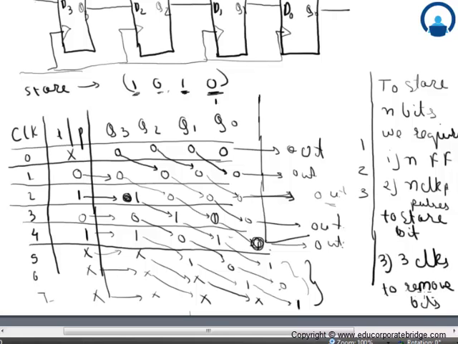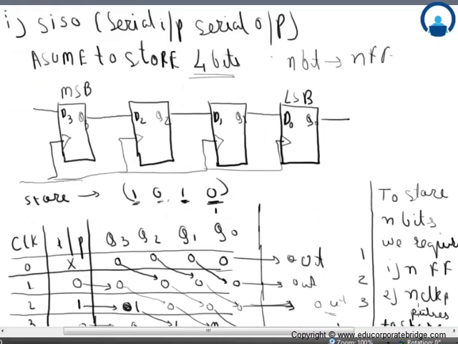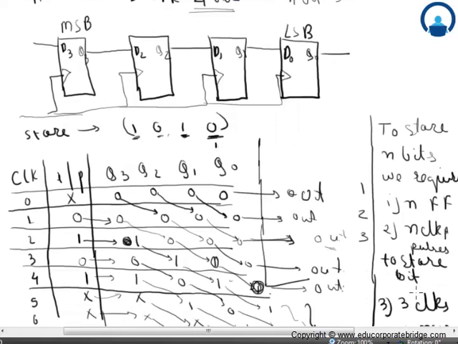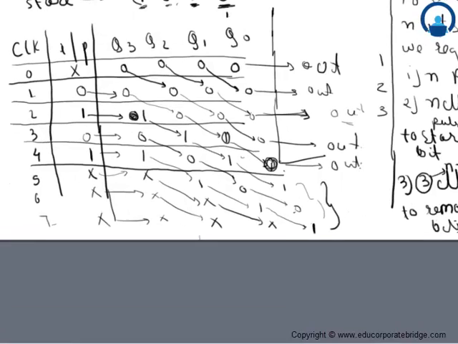Therefore, we can summarize that for serial input, serial output, we require n flip-flops to store the bits, n clock pulses to store the bits, and n minus 1 clock pulses to remove the bits. So in generalized terms, we can write this 3 as n minus 1 clock pulses to remove the bits. Okay, sure.